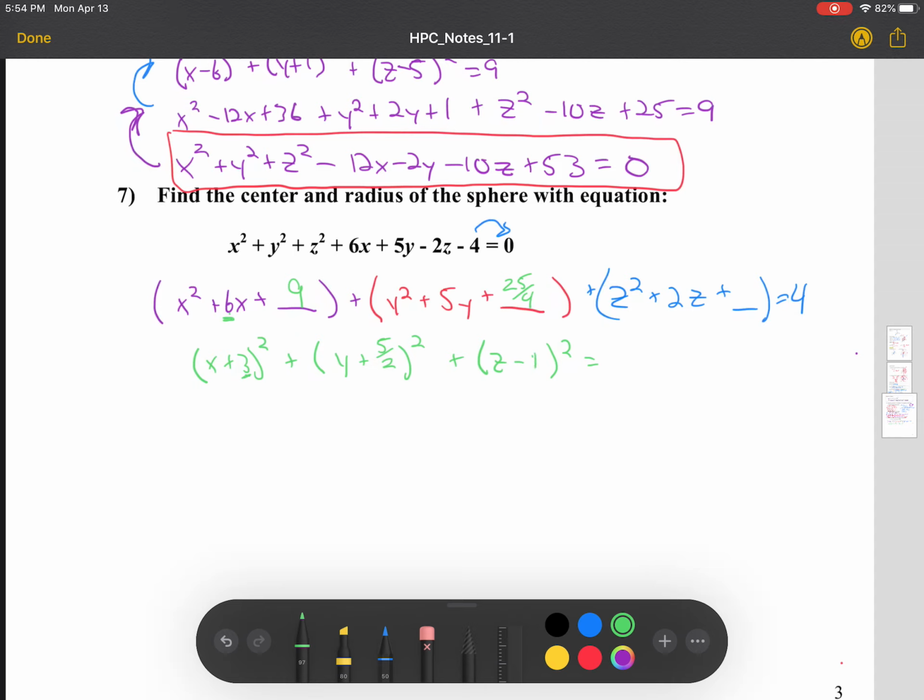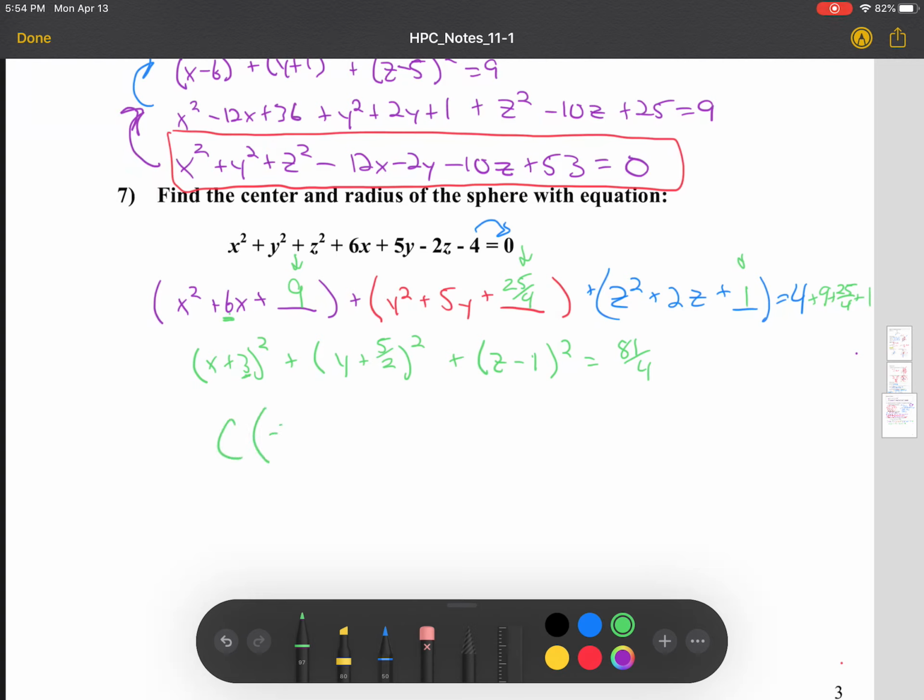For the next one, you take half of that 2, you get 1, and you square it, you get plus 1. The big thing to remember is that when you start adding all these terms in, the 9, the 25/4, and the 1, you have to add them to the other side too. We have to balance it. So plus 9, plus 25/4, plus 1. It's going to give us 81/4 over here.